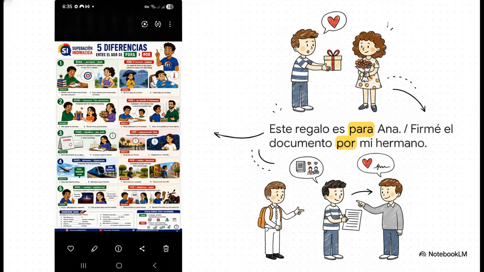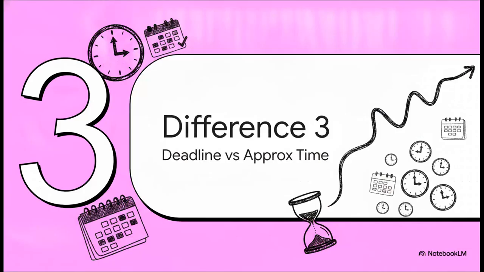But let's say you're signing a document because your sibling can't be there. Then you'd say, firmé el documento por mi hermano. I signed the document on behalf of my brother. You're stepping into his shoes. You'd use the exact same logic if you had to speak to a professor por mi compañero, acting on behalf of your classmate. Moving on to difference number 3, deadlines versus approximate time.